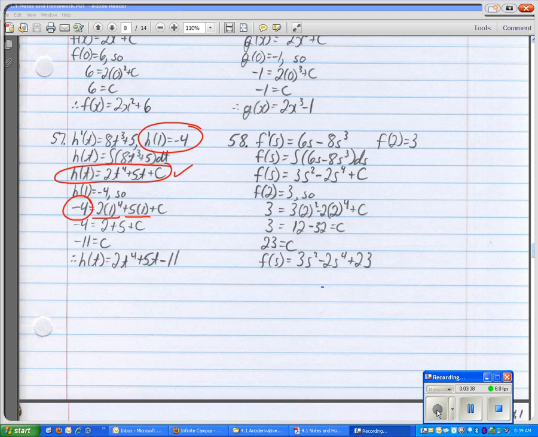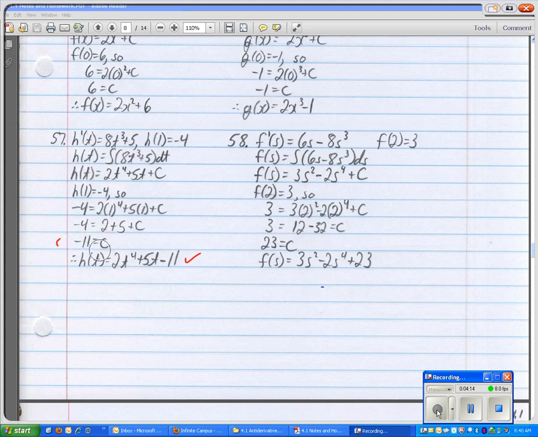Okay. Simplify. 1 to the 4th is 1. 2 times 1 is 2. 5 times 1 is 5. So we have negative 4 equals 2 plus 5 plus c. Well, 2 plus 5 is 7. And if I subtract 7 from both sides, I get negative 11 equals c. So guess what I can do now? I go back to my general solution, replace c with what we now know it equals. It equals negative 11, and I get the particular solution.